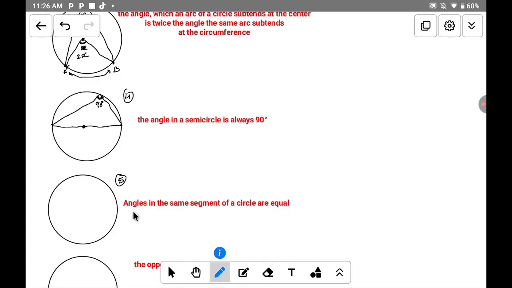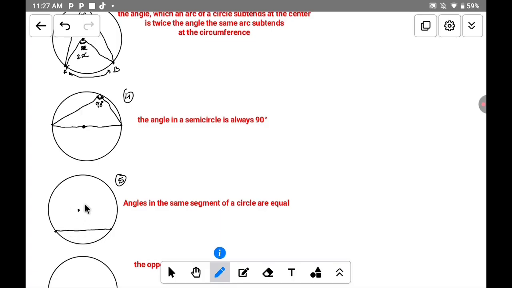Take note of this. Angles in the same segment of a circle are equal. Now let me explain that. This is the center of the circle. Let's say we have a chord. A segment is a region, a space between a chord and the circumference. The space we have here, from this place to this place, is a segment.